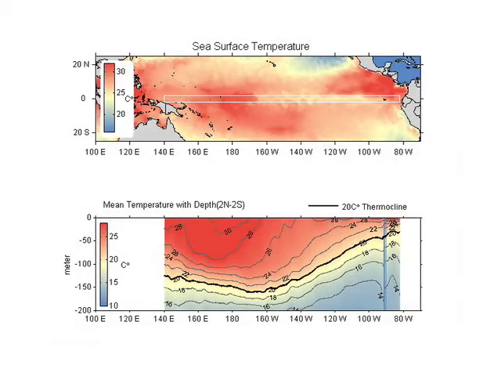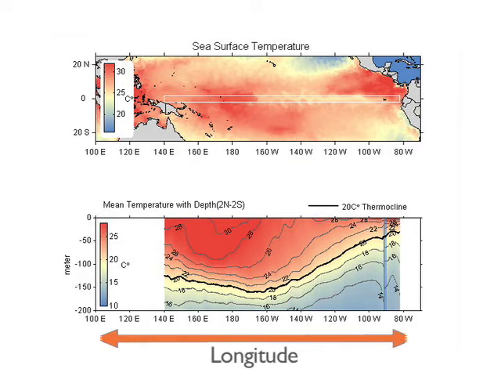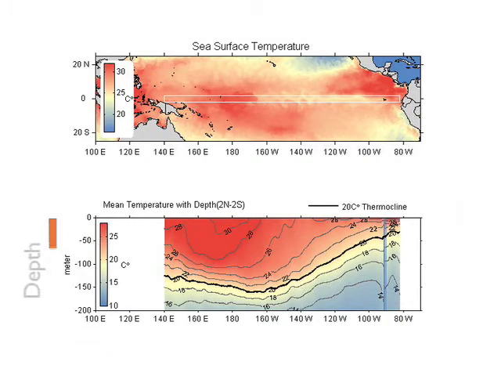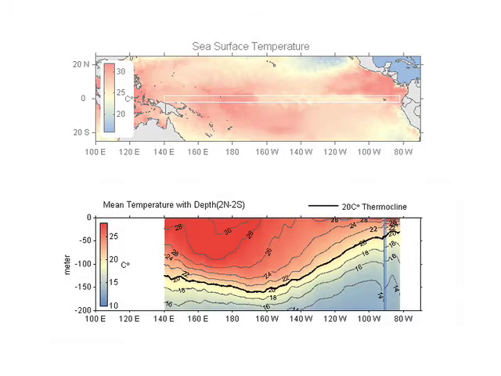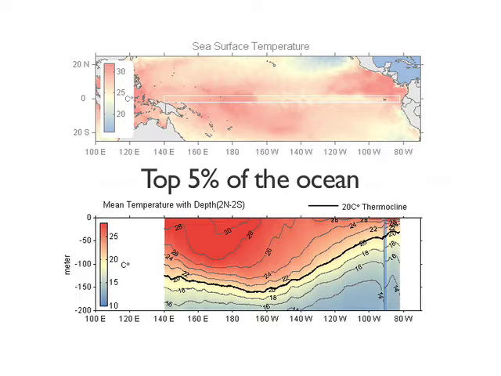In the second panel, the x-axis is longitude from 100 degrees east to 80 degrees west. This distance is more than 19,000 kilometers. The y-axis is depth from the sea surface to 200 meters. The average depth of the Pacific Ocean is around 4,200 meters. This figure only shows the top 5% of the ocean.